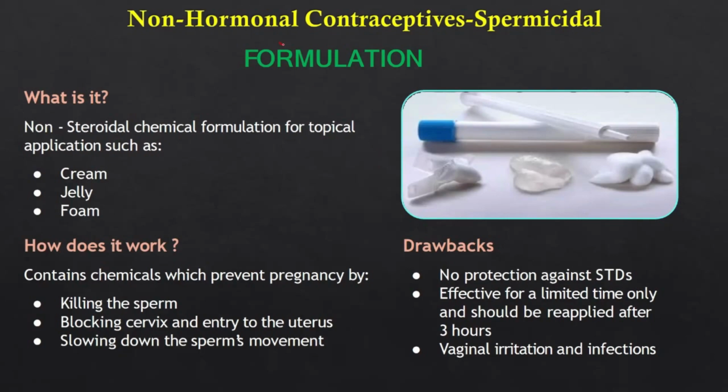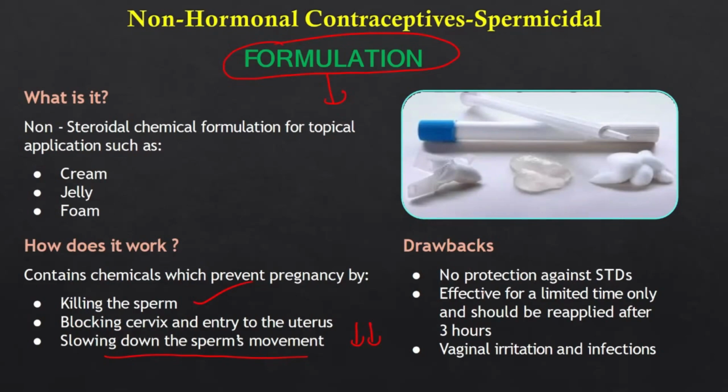Next one is formulation. Remember, the word formulation always means certain creams, jellies, foam that are applied. We call it formulation. So tablet form and then formulation. Formulation is like creams or ointments or jellies or even foams that are applied externally. So how does this work? It contains spermicide, so it kills the sperms, blocking the cervix and entry to the uterus by forming a mucus plug, or slowing down the sperm movement. So sperm mobility is decreased, and it cannot reach the uterus or the fallopian tube, where fertilization is prevented.